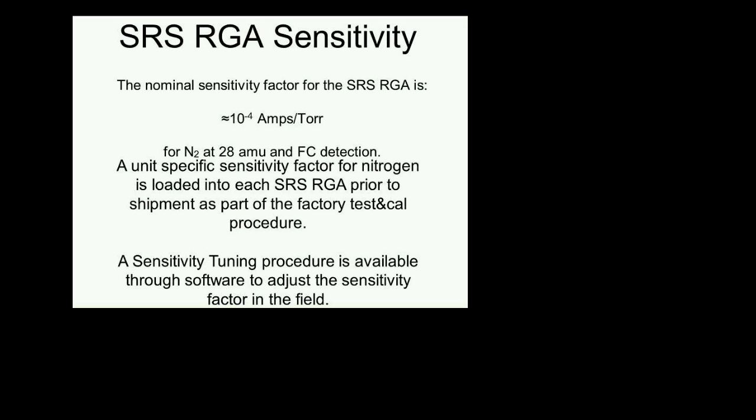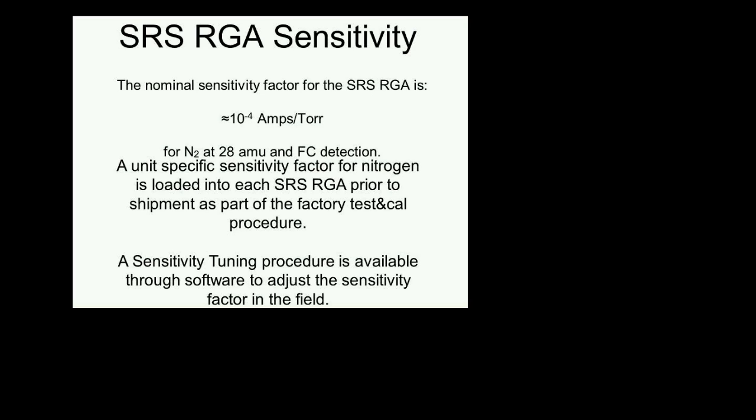What this means is that if you were to, and if you could, which you can't, right? But if you were to put a torr of nitrogen at 28 AMU of mass into that RGA, and you were to measure the amount of current at the 28 AMU peak that comes out, you would get 10 to the minus 4 amps. Okay? So that is the number that you need to be able to turn the peak currents that you measure with the RGA into pressures.